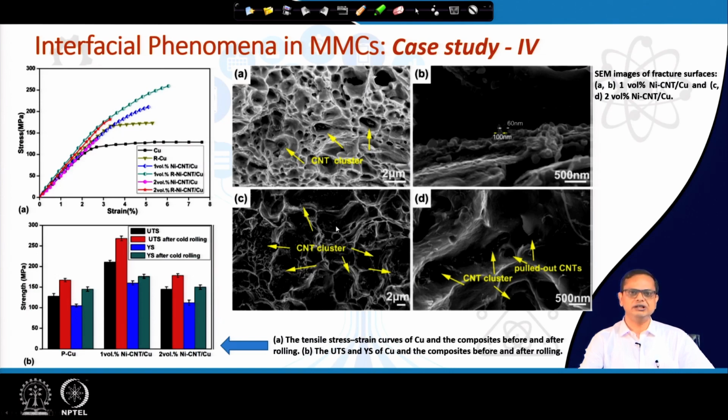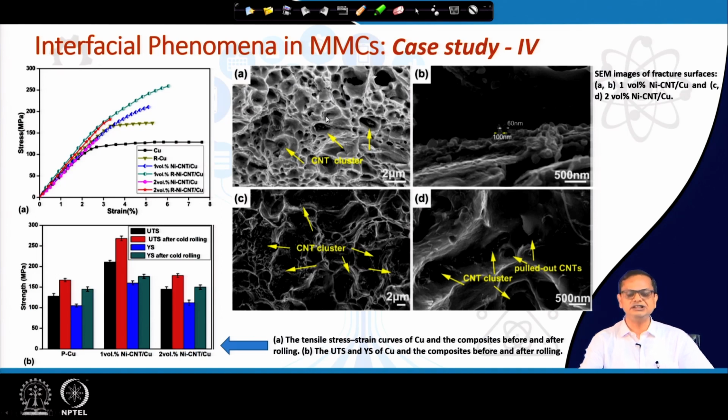And that property ultimately gets reflected in the fracture surface as well. If you do the fractography, what you are seeing here in these first cases, A and B, both are 1 volume percent CNT, and then C and D are 2 volume percent. So, you can see it shows fairly good ductility, and you can also see these dimples on the fracture surface.